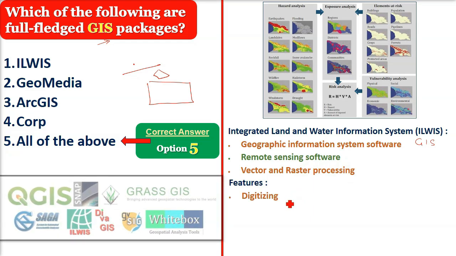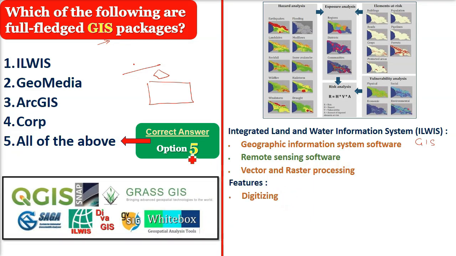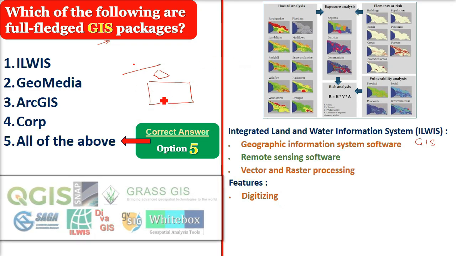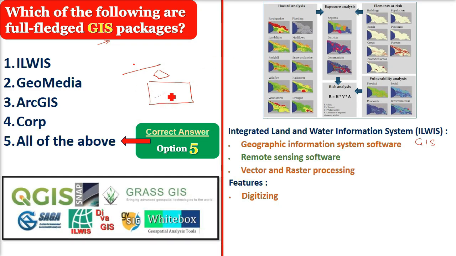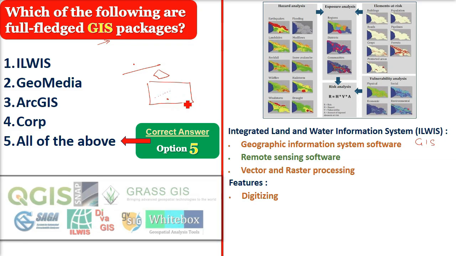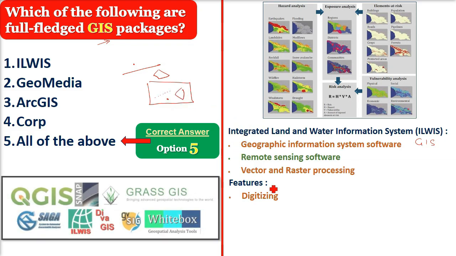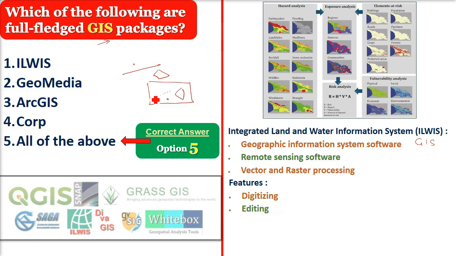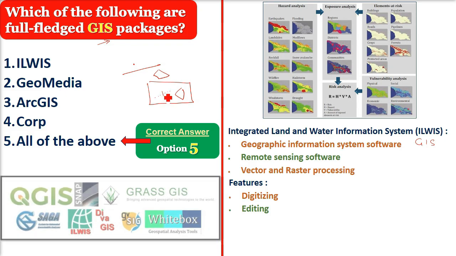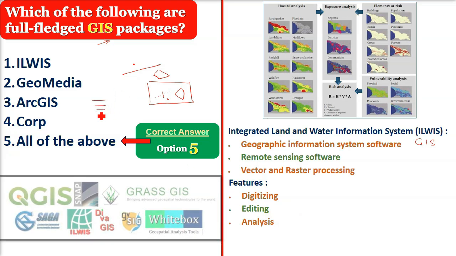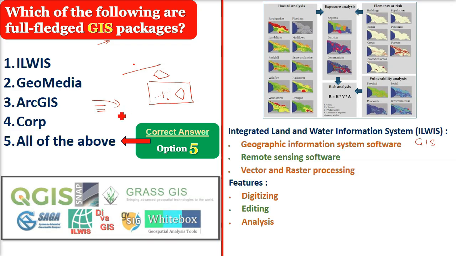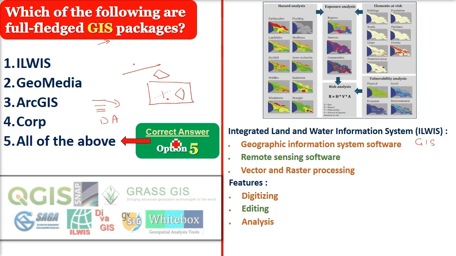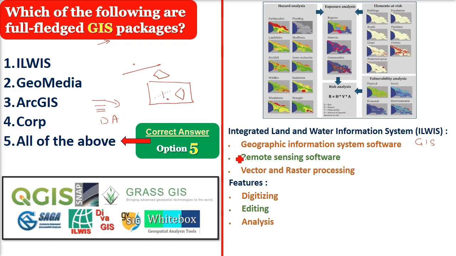So what are the features of ILWIS? It includes digitizing. That is, if you have some image, you can mark a road or a land area. Editing, that is, you can cut, copy, paste, merge, export, import, all these facilities. And then comes the analysis. Analysis is very important. You have data, but in order to have data analytics, you need to have an analysis result.